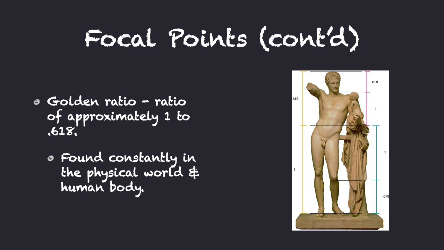If you look at the lower part of the body, you will see that the legs make up one as a whole, but then you have the 0.618, which is the bottom portion of the leg. So from the knee down.